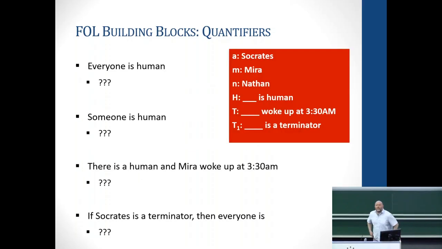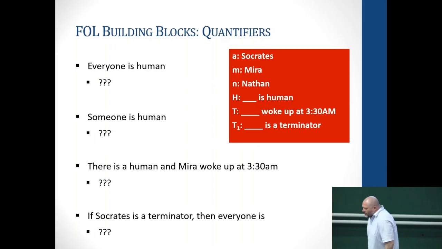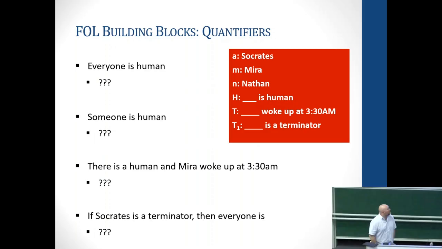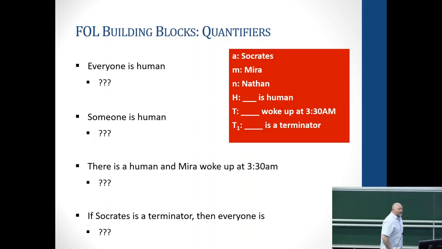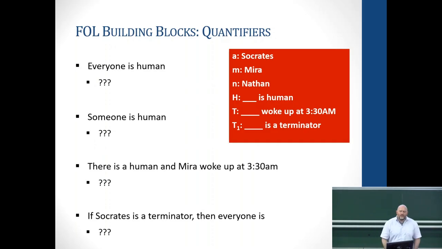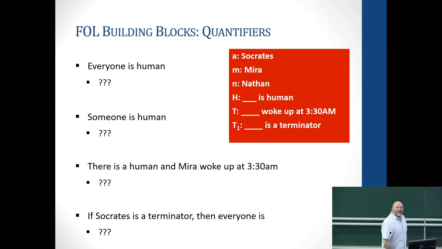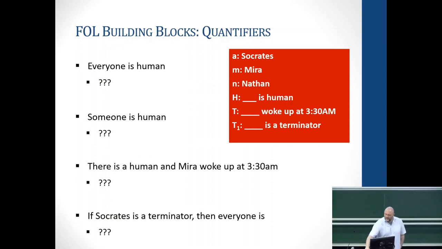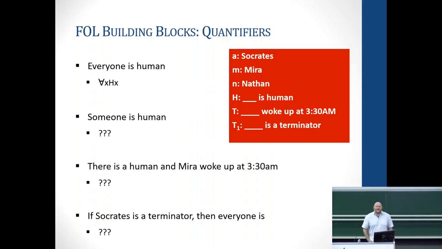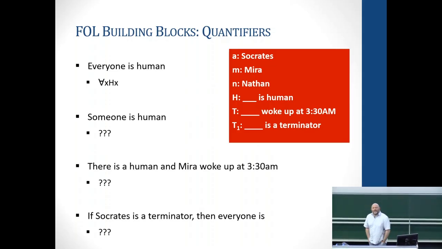Okay, so a couple shots just to make sure we're good with this. Again, getting the very, very basics. Same symbolization key we had. How would we do everyone's human? If we were going to do everyone's human, how would we do that? Yeah, for all x, Hx. Now, some people probably just realized that's the reason why the textbook has the name that it does.